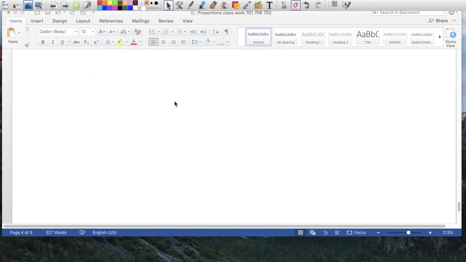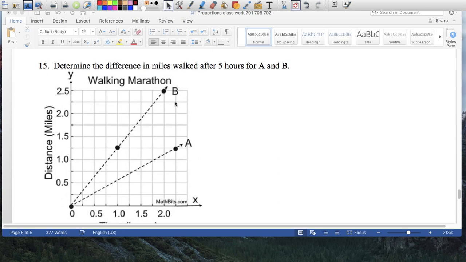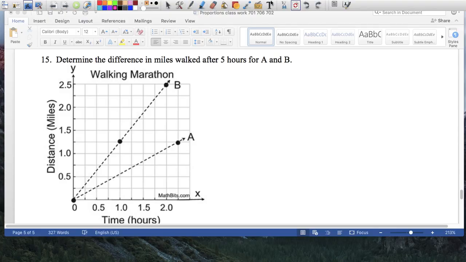15, the last one, yay. Determine the difference in miles walked after 5 hours. So 2 people are walking, person A and person B. Let's take a look at person A. Let's find out how fast he walks. Let's use a point that we can use. Yes, this point we can use.